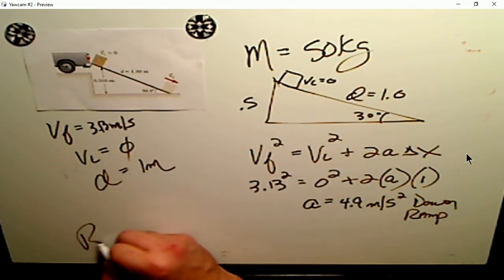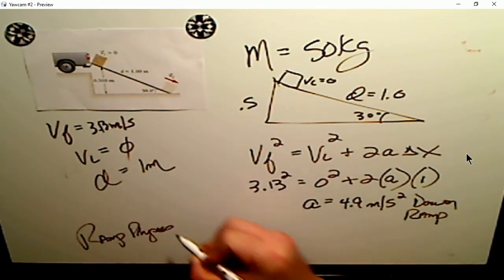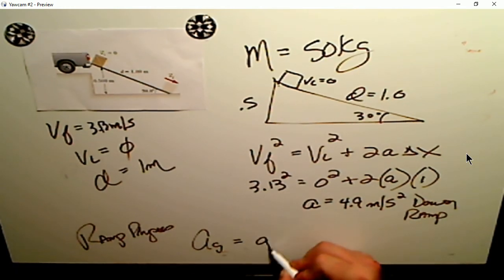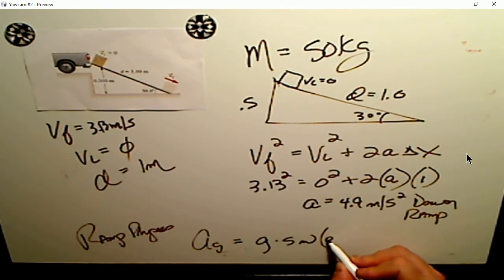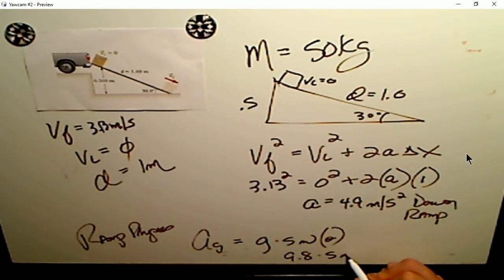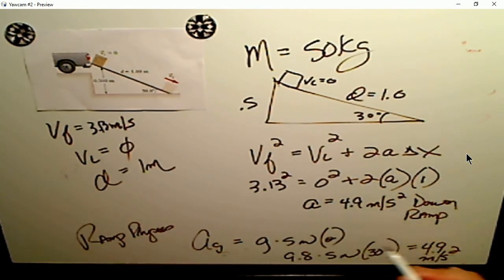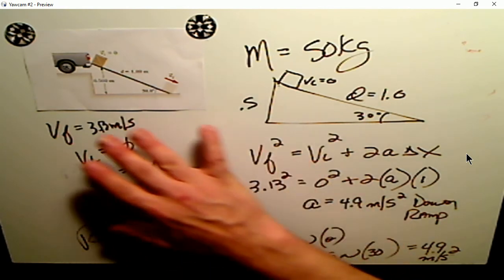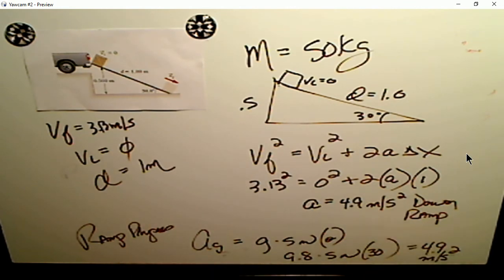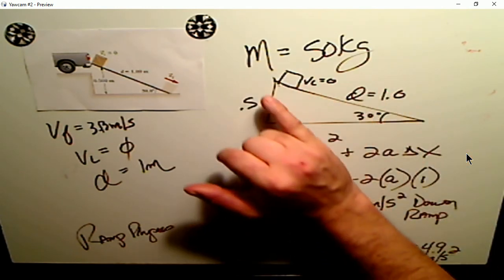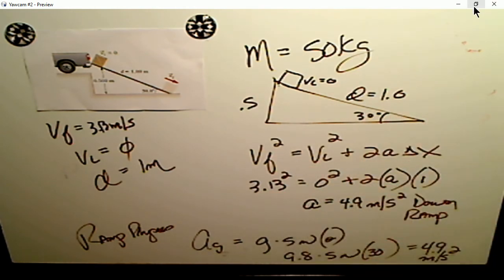Now, if we used ramp physics, we know the acceleration due to gravity down this ramp is equal to g times sine of the angle. And of course, if we do that calculation, we are also going to get 4.9 meters per second squared. It's a little check on our work here. So with conservation of energy, we could check our ramp physics or vice versa. But with just conservation of energy, we see that the total energy of the system going down, 245 joules, is at the top, it is at the bottom, converting from potential energy due to gravity down to kinetic energy.